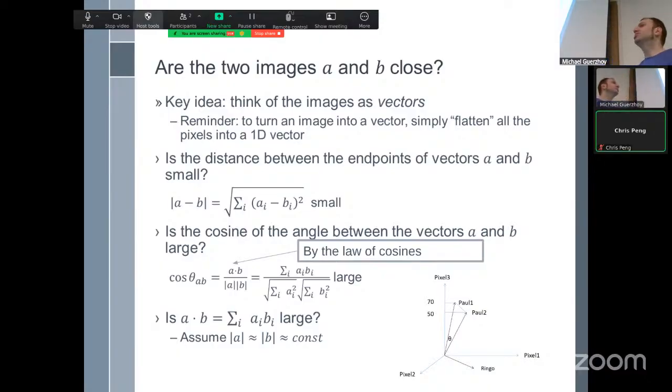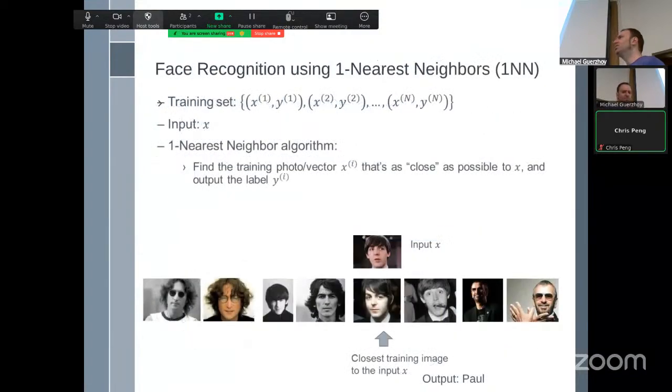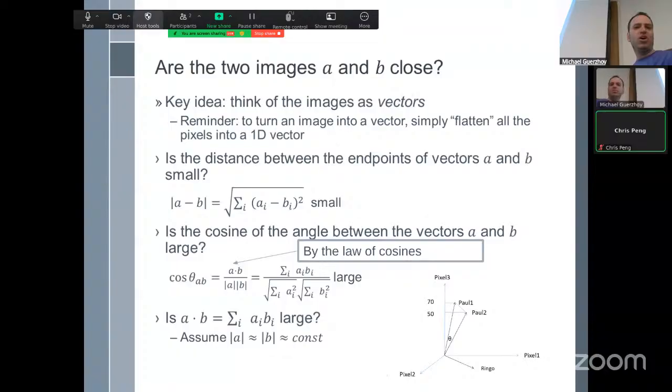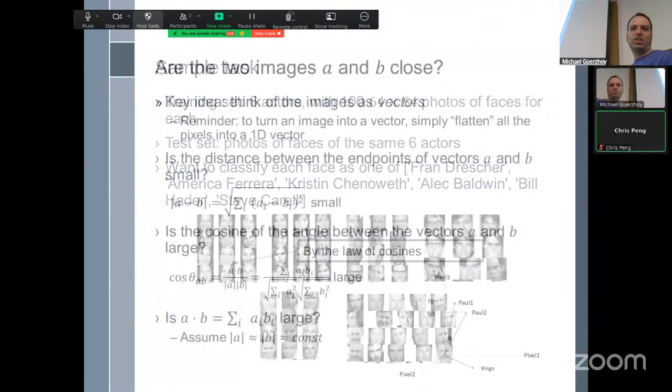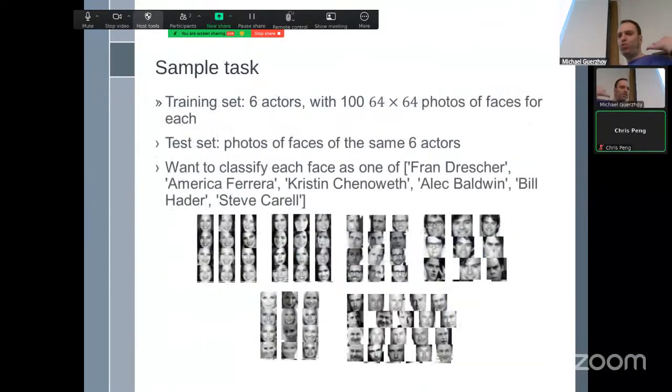Does that make sense? So we take this kind of thing, and depending on the situation, one might work better than the other. It's not guaranteed that the angle is better, actually. And the algorithm is you just compare the inputs to every training image, and you get the label. So, okay, that's one way of doing it.